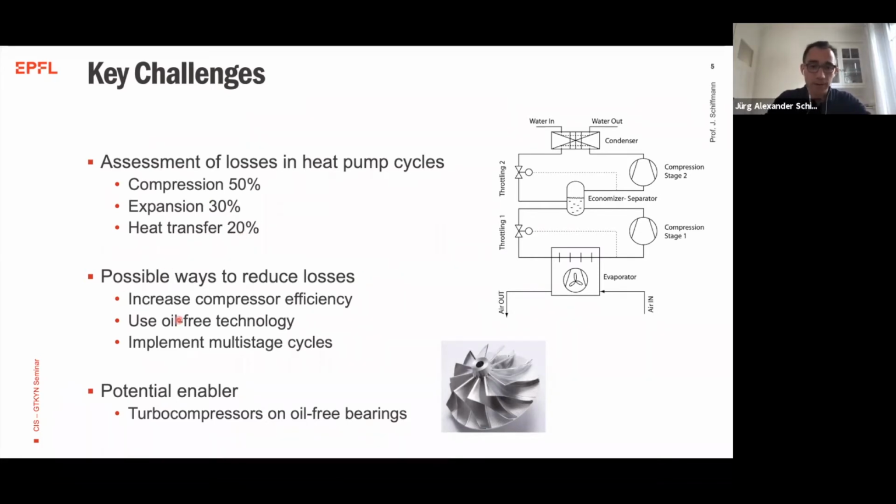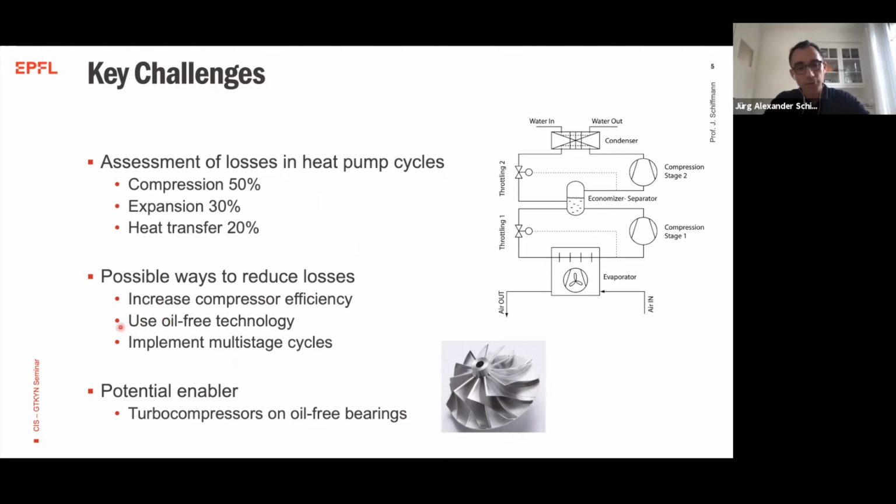Well, of course, one can directly work on increasing the compressor efficiency. One can go towards what is called oil-free compressor technology, because the oil that is used in positive displacement machines, so imagine a piston machine, it requires oil, first of all, to lubricate the sliding parts, and is also used for sealing. Now, that oil is going out into this heat pump cycle, is contaminating the surfaces of the heat exchangers and is depreciating the heat transfer coefficient in these heat exchangers, which increases the losses.